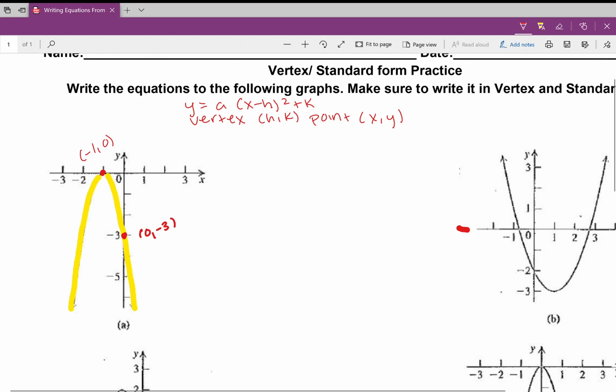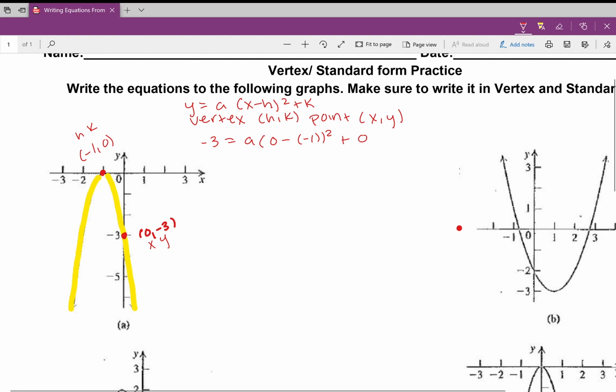So now, knowing that this is (h, k) and this is (x, y), we can plug everything in. So I have y, which is -3, so -3 equals a, we don't know a, times (x, which is 0, minus h, which is -1). So I'm going to put this in parentheses so we don't confuse it with this negative. So this is minus -1, squared, plus k, which is 0.